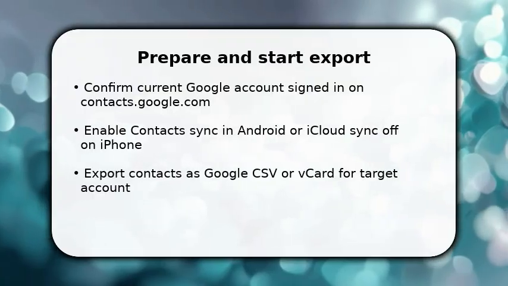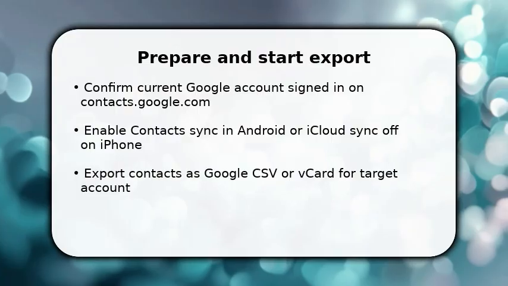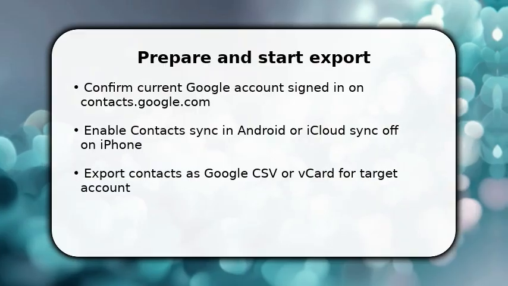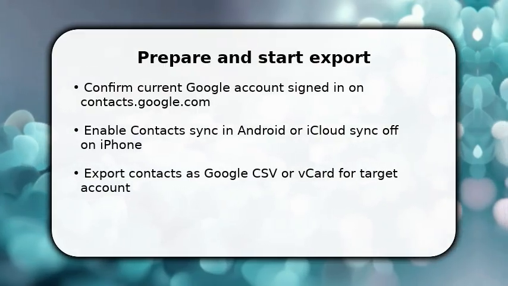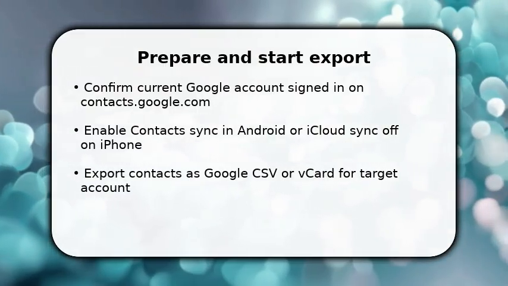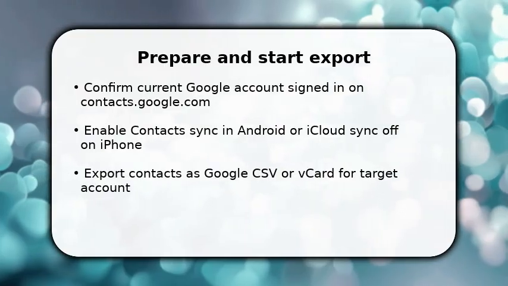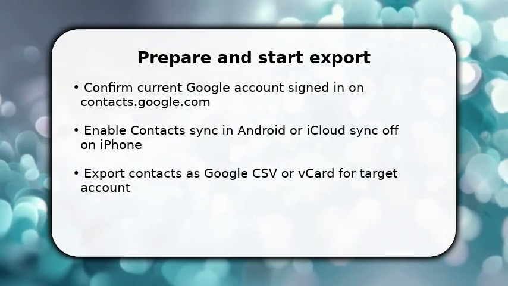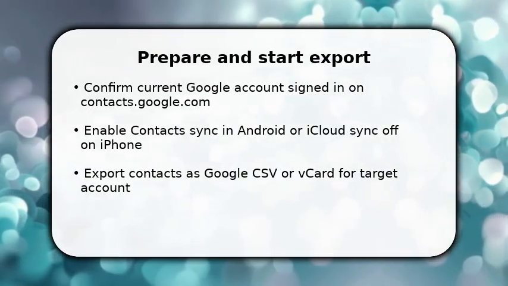You begin by ensuring the account that holds your contacts is active. Go to Contacts, Google, and sign in, then export as Google CSV or vCard. This preserves fields and groups. On Android, enable Contact Sync, and on iPhone, temporarily disable iCloud Contact Sync to avoid conflicts.